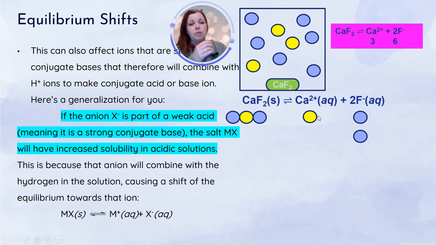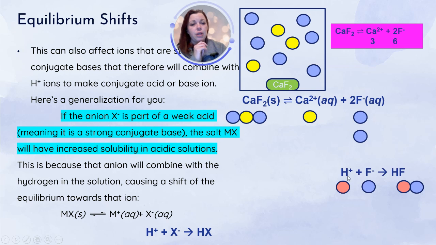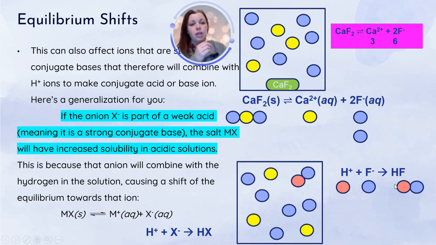That would remove some of your fluoride ion because you'd have H plus X minus yields HX. And in this case, hydrogen fluoride. So H plus plus F minus yields HF. That's going to remove some of your fluoride from the system and turn it into HF. HF is not part of our equilibrium up here, and so it's not included in your K expression. And so what we've done is we have lowered the amount of F minus.